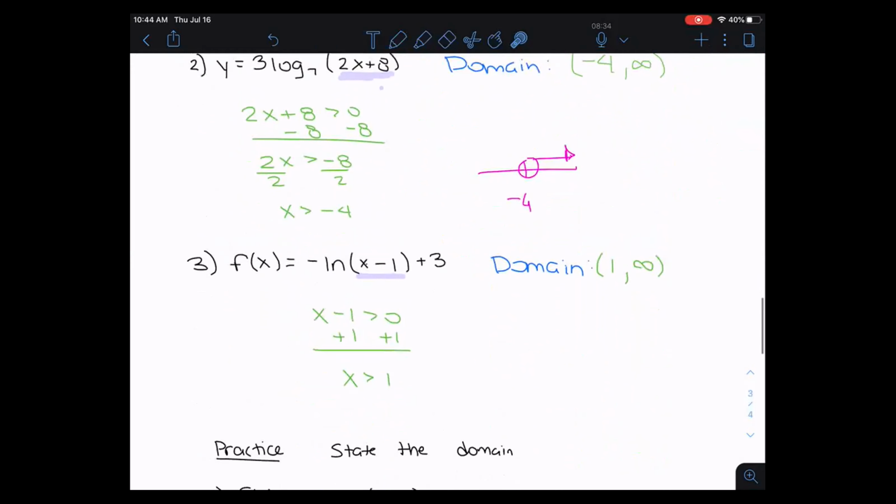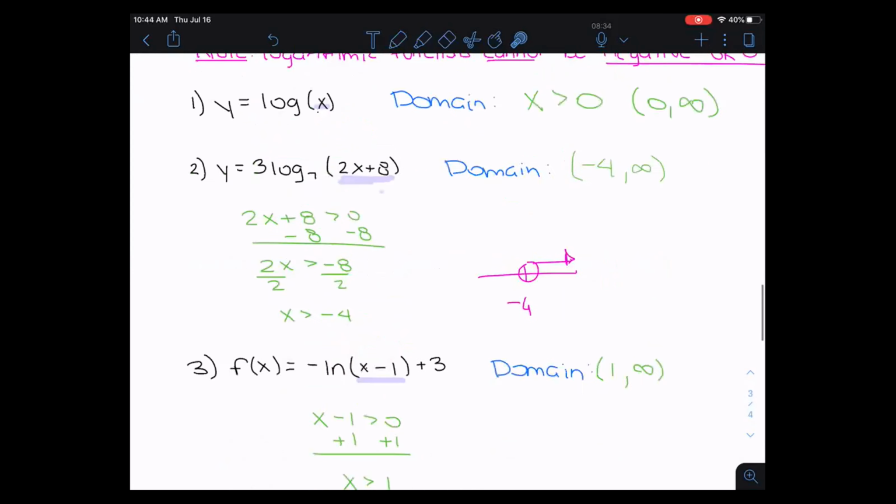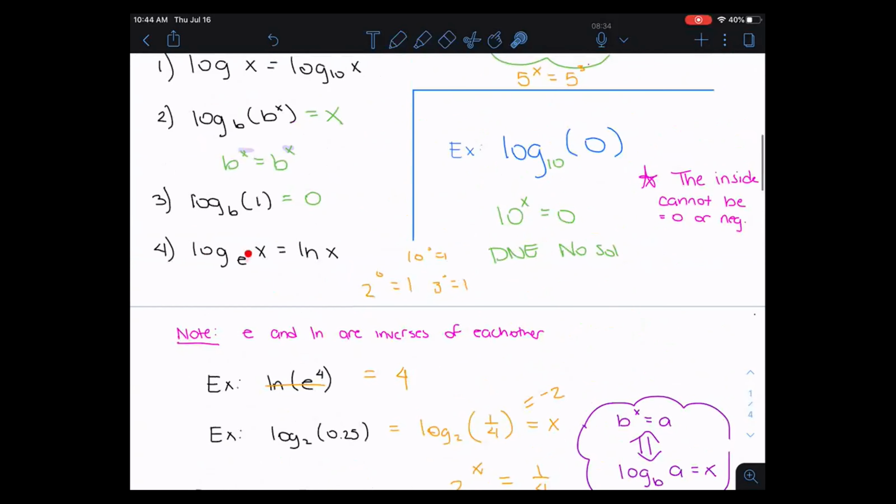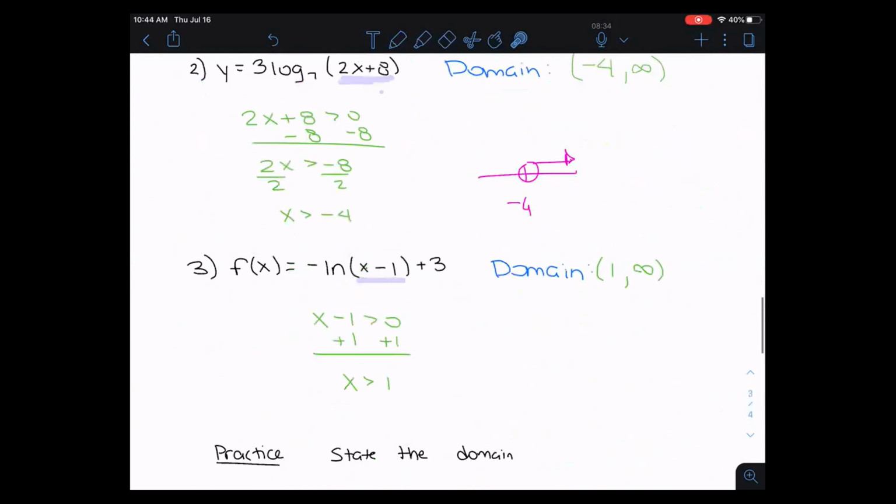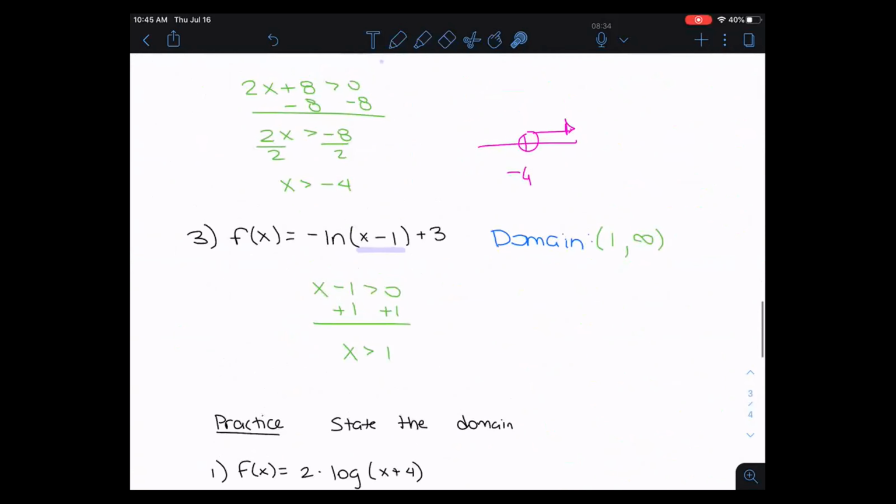For ln, you can also do the same thing. So for ln, it's the same thing as the log. Remember that ln just represents log base e. That's from up here. It's just log base e, just written differently. And so it's exactly the same thing. All you're going to do is take whatever's inside your log function, which in this case is x minus 1, and then just set that greater than 0. You don't have to worry about this 3 on the outside. So you just set this greater than 0, and then you solve for x.